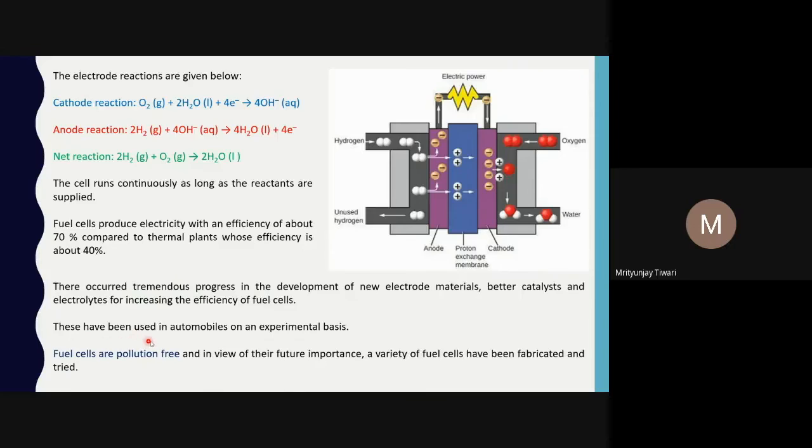So these have been used in automobiles on an experimental basis. And this is the point I was describing, there has been tremendous progress in the development of new electrode materials, better catalysts and electrolytes for increasing the efficiency of fuel cells. Even research is going on to design a better porous material for the proton exchange membrane as well. So fuel cells are pollution free, and in view of their future importance, a variety of fuel cells have been fabricated and tried.